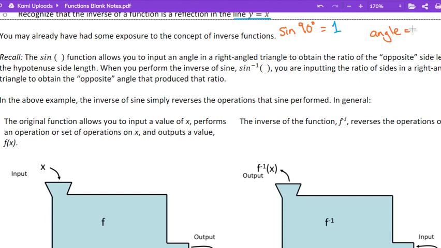Well, we would find the angle by using the sine inverse function or the sine inverse button, where you'd have to press shift on your calculator, right? And this would give you the output of an angle. And so sine and sine inverse are opposite functions, and they're inverses of each other. Okay, so you have some experience of this. You may not have realized that you were doing what an inverse was.